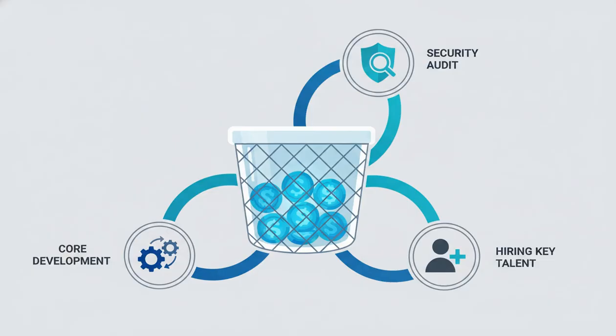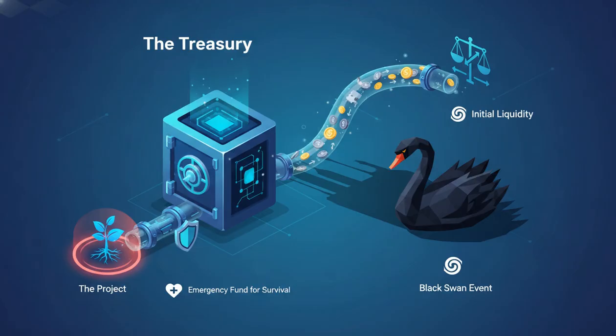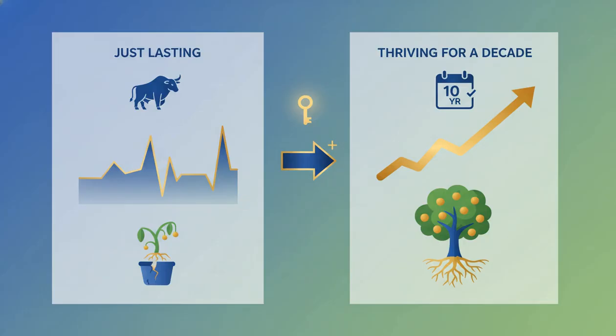What I like to see this bucket used for is funding ongoing core development, paying for those critical trust-building security audits, and hiring key talent down the line. It's also your source for providing deep initial liquidity on exchanges, and, crucially, it's your emergency fund for a crisis. When a black swan event happens, a well-funded treasury is what gives a project the resilience to survive. This isn't just about lasting until the next bull run. It's what gives you a real shot at thriving for a full decade.